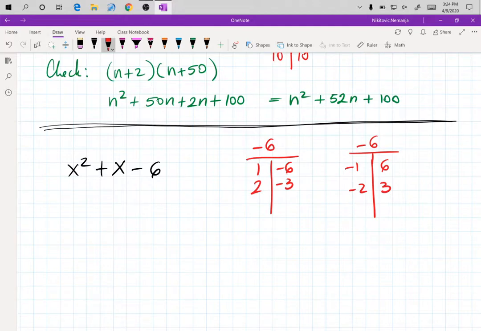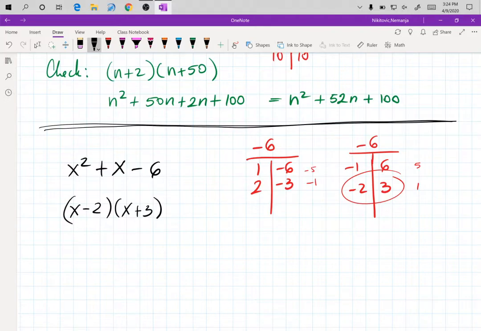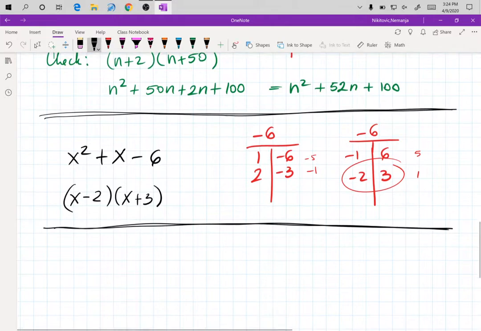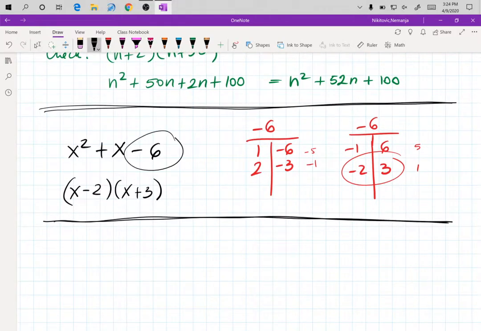So which one of these adds to plus 1? This one adds to negative 5, this one adds to negative 1, this one adds to positive 5, this one adds to 1. There we go. So the answer is x minus 2 times x plus 3. We are always factoring c, and then we look for it to add to b.